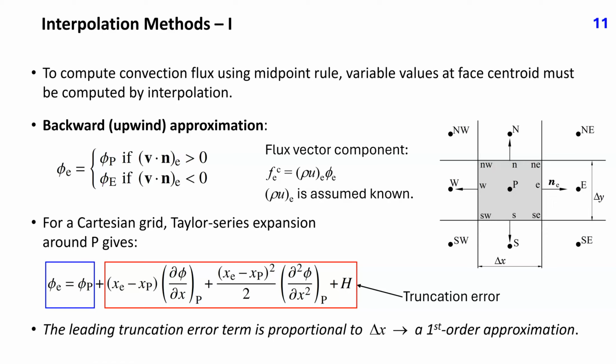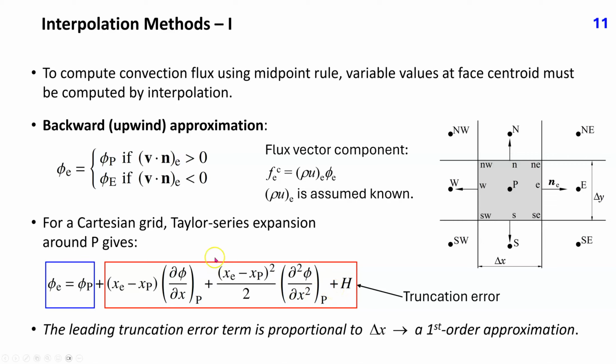To complete the computation of convection flux, we also need the product of density and velocity component normal to cell face. We assume for the time being that this quantity is known. In any case, density and velocity also need to be interpolated from cell center values to the face center. Taylor series expansion in x direction centered at P leads to the following expression for phi e, assuming u greater than 0. Phi P is the upwind approximation, and all other terms from the series represent the truncation error.